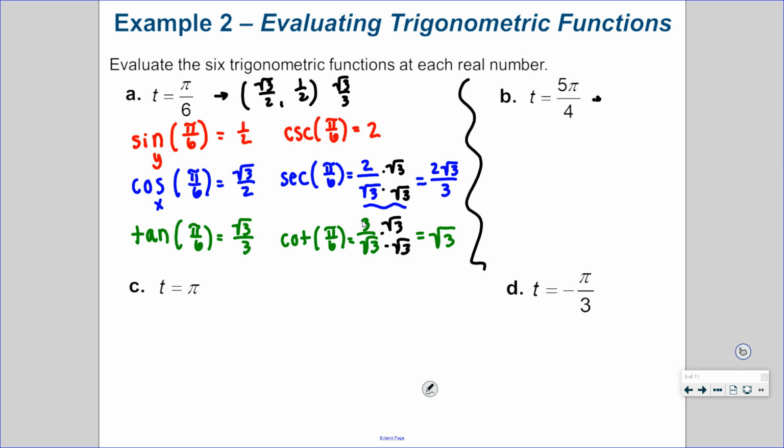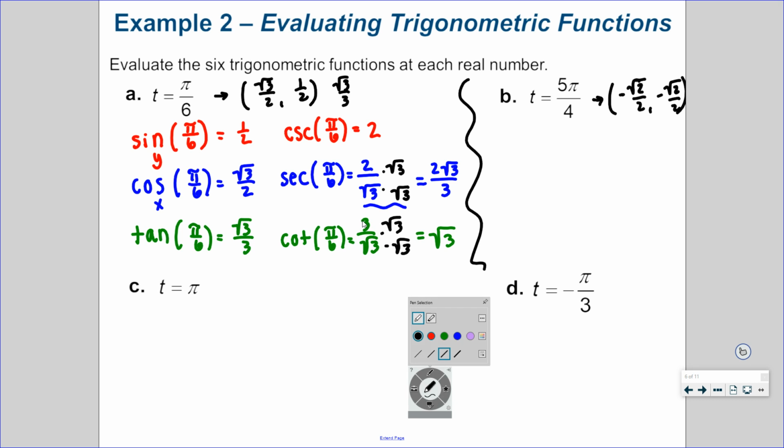5 pi over 4. What is the ordered pair with 5 pi over 4? Perfect. Thank you. Is that Kaden? Thanks, Kaden. I know it's a pi over 4 one, so I know it's a multiple of 45, so we should automatically start to think, oh, that's going to be square root of 2 over 2, square root of 2 over 2. If it helps you, right now we're just looking at our unit circle. Think about what quadrant that would be in.